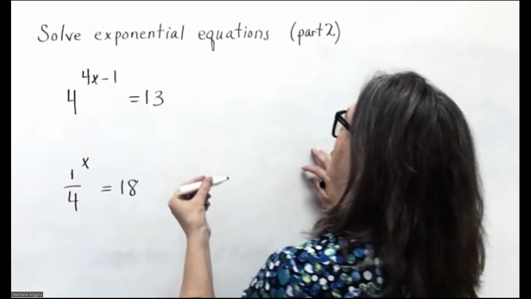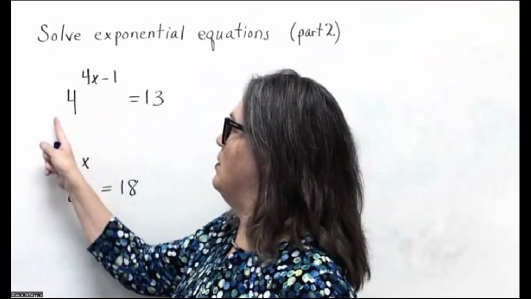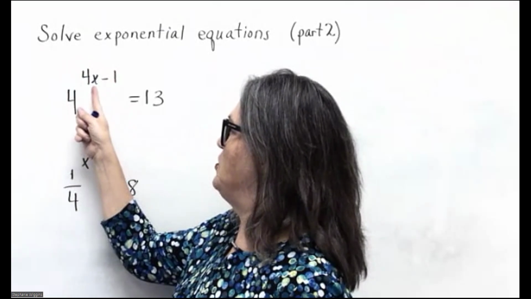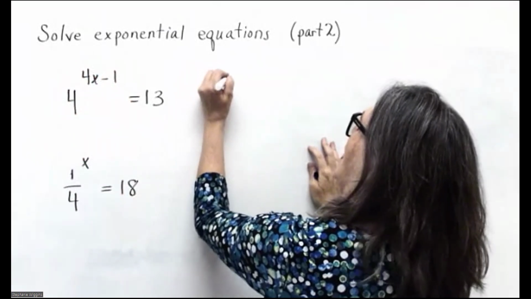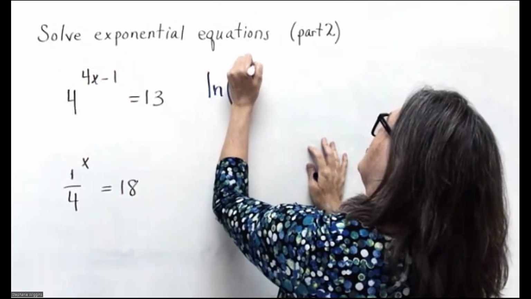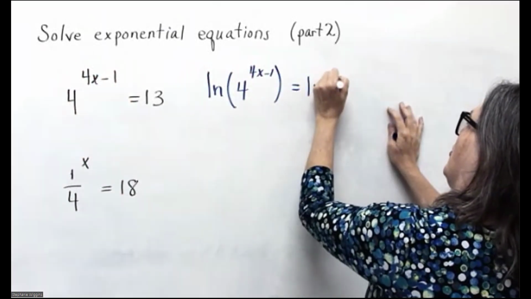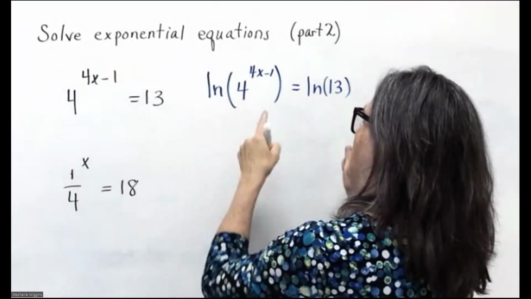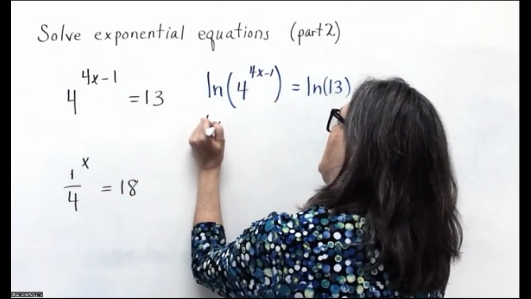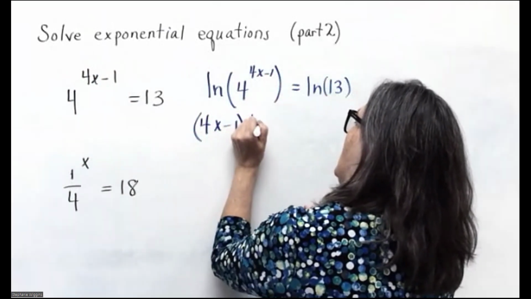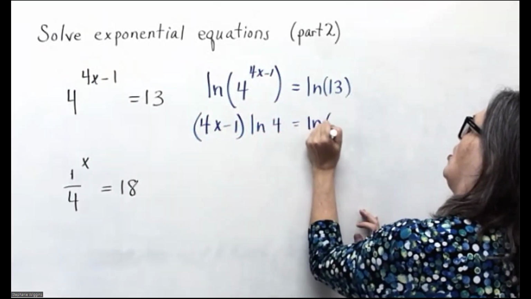The first step is to isolate the base with the variable in the exponent, but that's already isolated here. So I'm going to take the natural log of 4 to the 4x minus 1, and also the natural log of 13. So I just took the natural log of both sides. Doing this allows me to take the exponent and put it out front. So this becomes 4x minus 1 times the natural log of 4, equal to the natural log of 13.